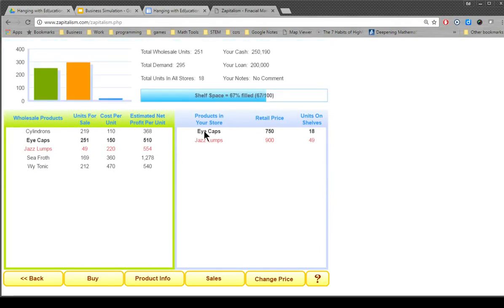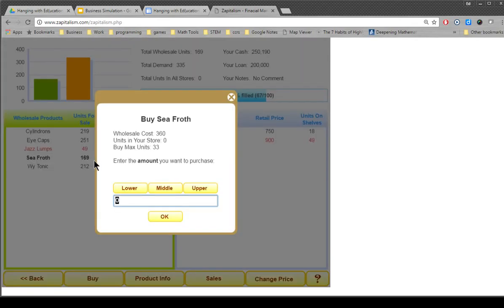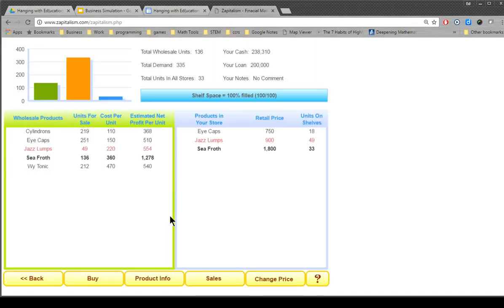I can see up here, oh no, 67% of my shelf space is already filled. I've got to move that inventory, make way for more profitable things. And up here it's saying estimated net profits. It looks like sea froth. Oh, that might be high. Now remember, I get first dibs on everything, so I get to buy as much of anything as I want. I'm going to buy the maximum amount I can on this because that looks like a good product.